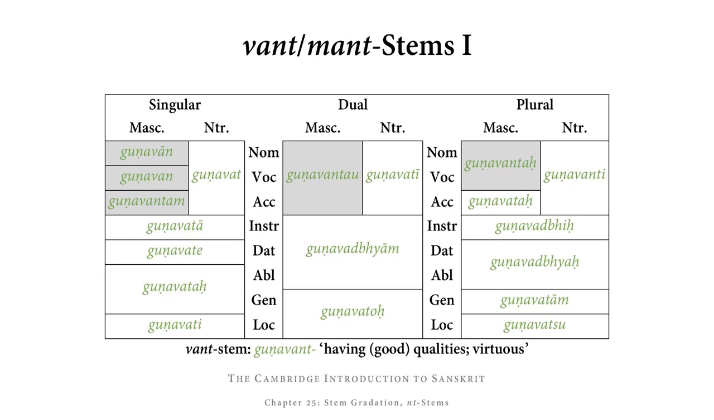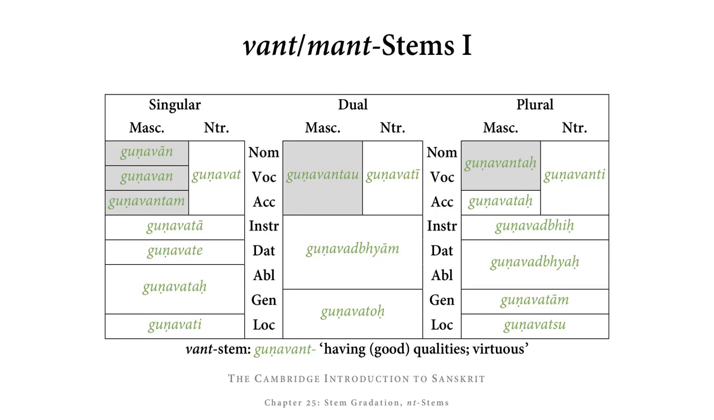But let's look at an entire vant stem paradigm. So what you have here is the masculine and the neuter forms of gunavant, meaning having good qualities and therefore virtuous. The feminine forms are going to come in a little while. The shaded fields here contain the strong forms. All other fields contain weak forms. So you can see the strong forms are limited to the masculine, and there to the nominative, vocative, accusative singular, nominative, vocative, accusative dual, and only the nominative and vocative in the plural.